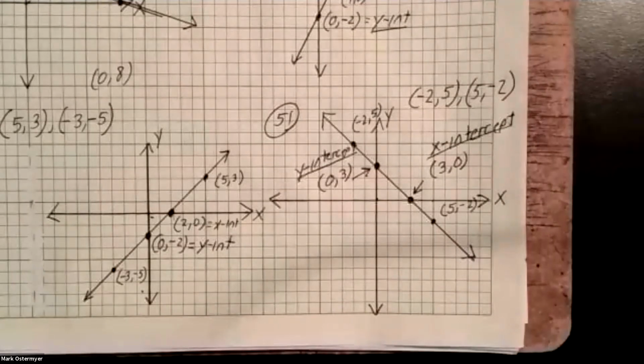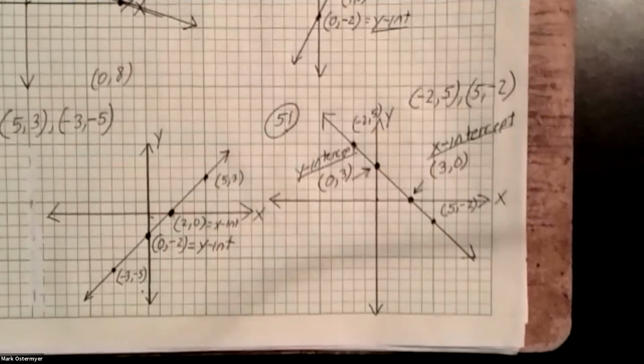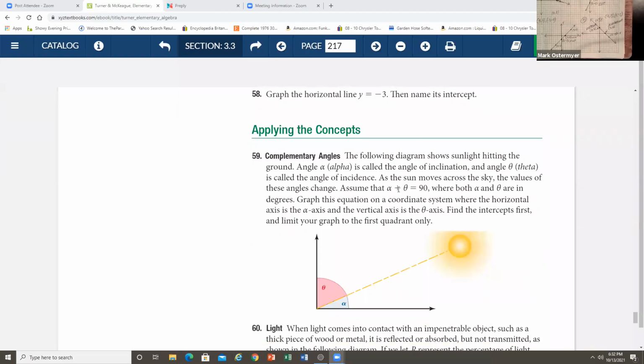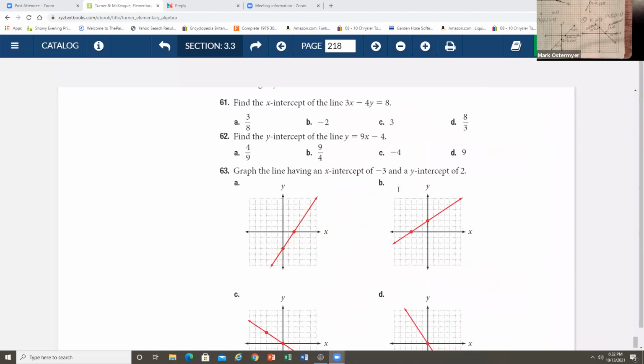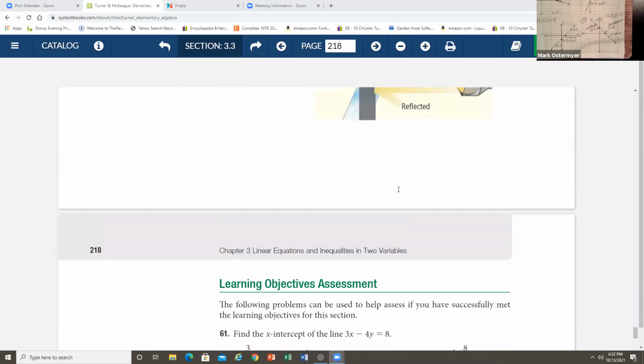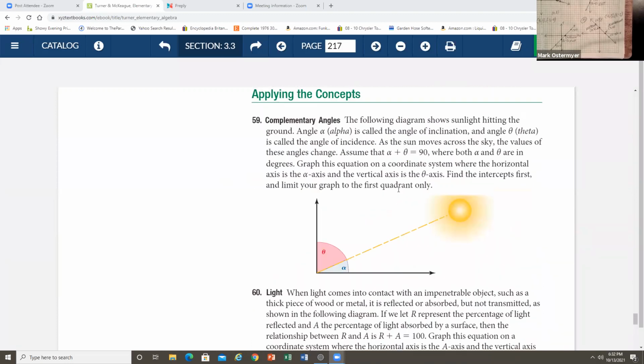Section 3.3. All right, so in a nutshell, that is 3.3, ladies and gentlemen. I think we've exhausted all the problems that I want to go through. That's all I have for section 3.3. Let me see if there's any application problems here. Well, applying the concepts, let's see. These are not really going to help us too much with the concepts. They're just way too advanced.